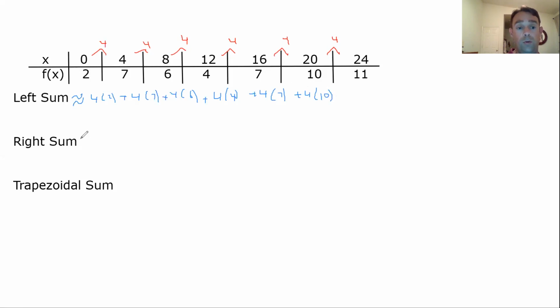There's our left sum. Right sum has the same exact values we had before. It's just instead of 4 times 2, we'll have a 4 times 11 on this. On the free response portion, you leave it like this. If it's multiple choice, you'll have to plug it in your calculator or just add it up real quick and figure out what the actual value is. And trapezoidal, again, is the left sum plus the right sum divided by 2, but let's make sure we also understand how that works too.